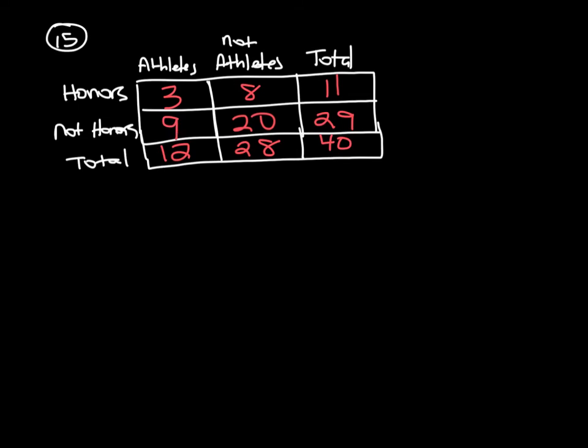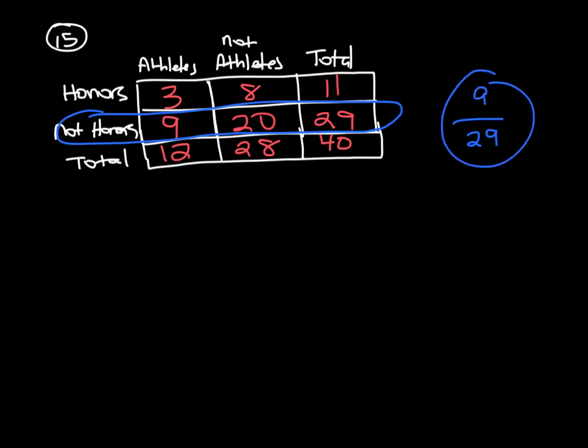So it says one student is chosen at random. Find the probability that this student is an athlete if it is known that the student is not an honor student. So if we go to our non-honor students, we're looking at these students right here. So there's a total of 29 of them, so that's going to be the denominator of our fraction. And if we want to determine how many of them are athletes, it says right here that 9 of these students are athletes. So it's just going to be 9 out of 29.